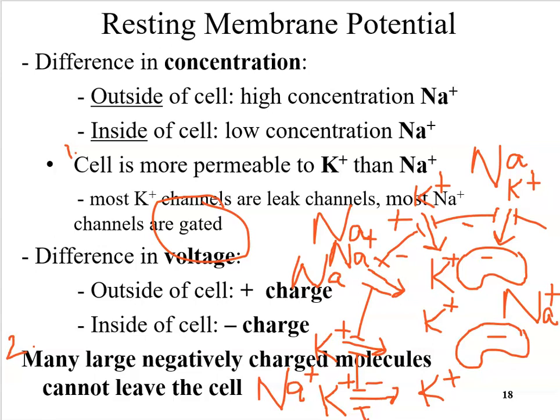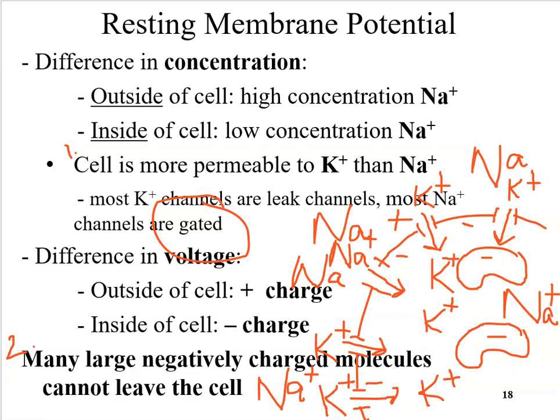However, if the cell was just left like this with nothing else going on, these differences, this electrochemical gradient, would eventually cease to exist. That is because of diffusion. It would take some time, but eventually we're going to get enough sodium going through the few leak channels that are present to disrupt this concentration gradient and allow enough sodium ions in so there's no concentration difference. Equal amount of sodium inside and outside.